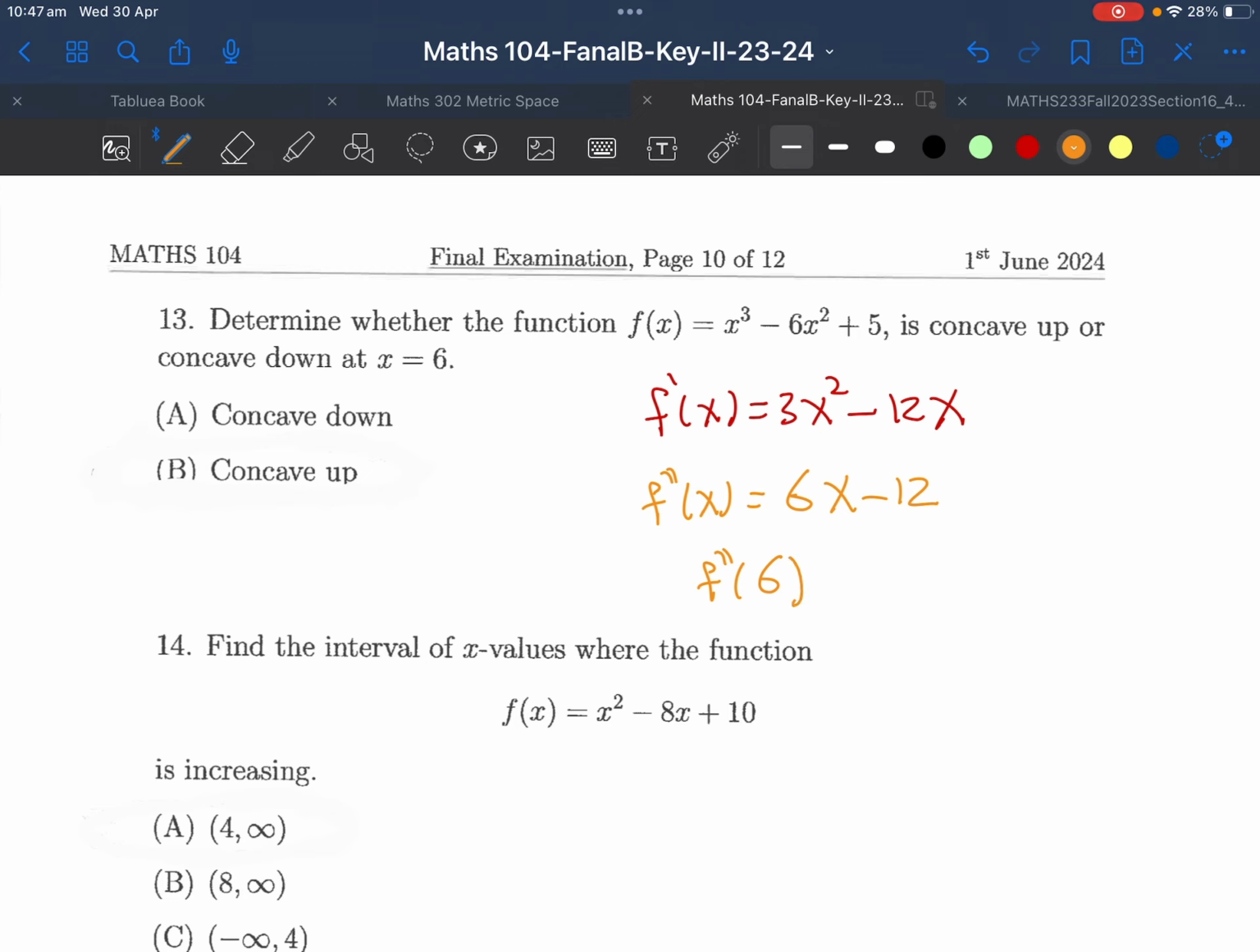Now, if we substitute 6, the answer will be 36 minus 12, 24. And the 24 is greater than 0, so this is concave upward.